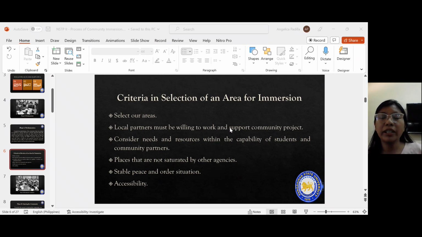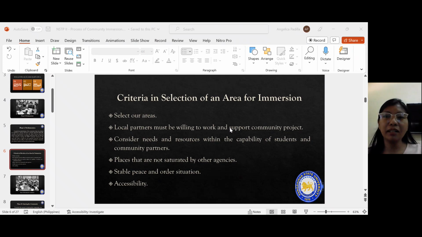Ayan, stable peace and order situation, ibig sabihin, dapat ang pupuntahan natin na barangay yung walang threat sa security and sa peace and order natin, yung hindi tayo paparilin. Oo, dapat hindi siya place of mga rebelde, for example. Ayan, wala namang ganun dito sa San Carlos. So, meron ba? Wala naman.